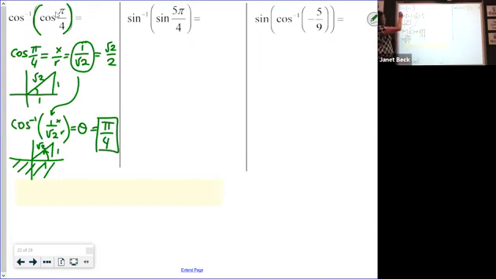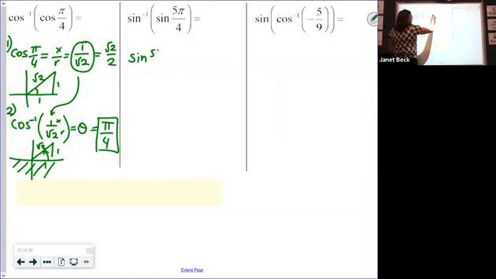So, step 1, I solved the inside. I got the answer from step 1, and in step 2, I did this outer function. And it took me back to where I started from, because the inverse cosine did cancel the cosine. But that's not always going to happen. Let's try this one. We do the inside.